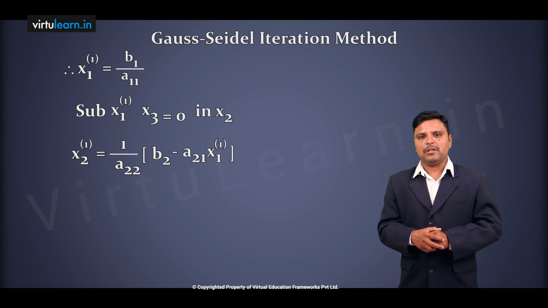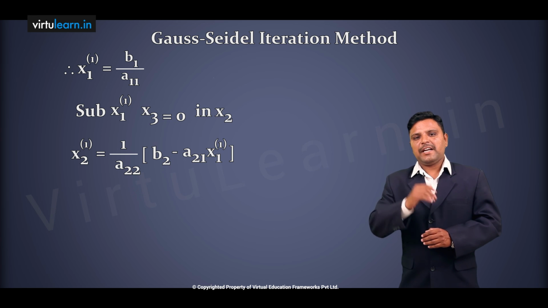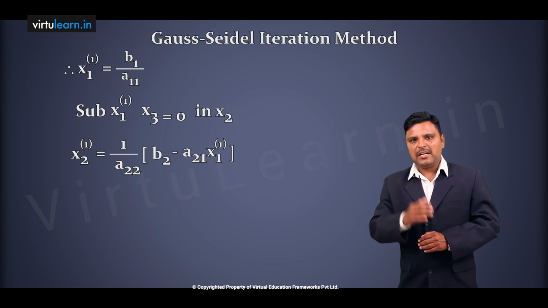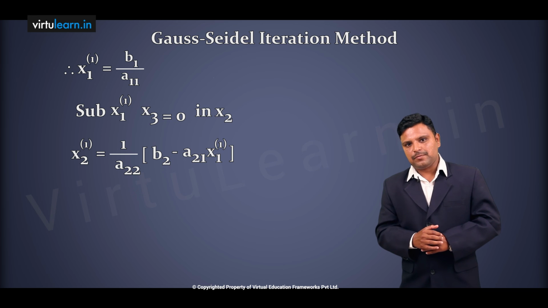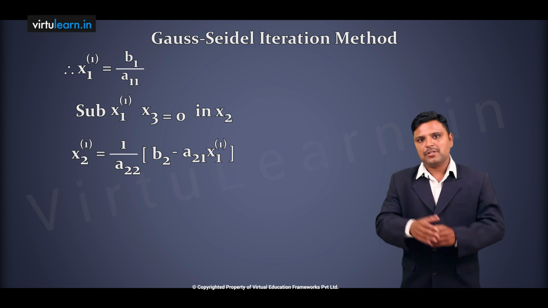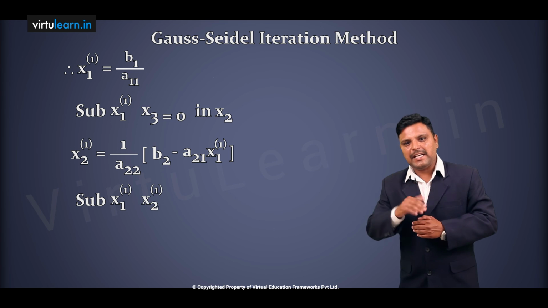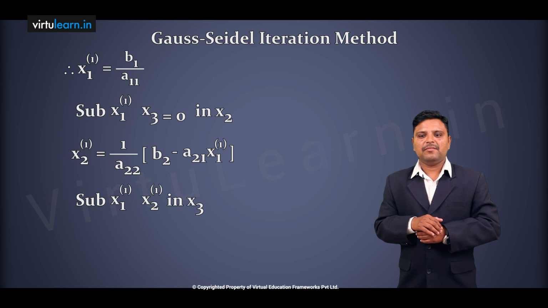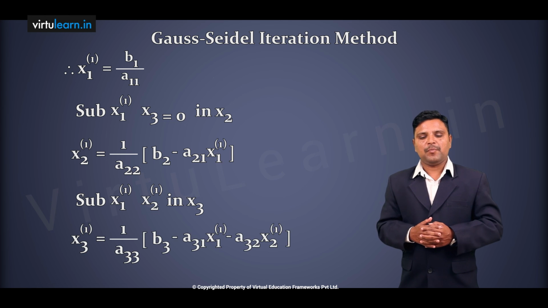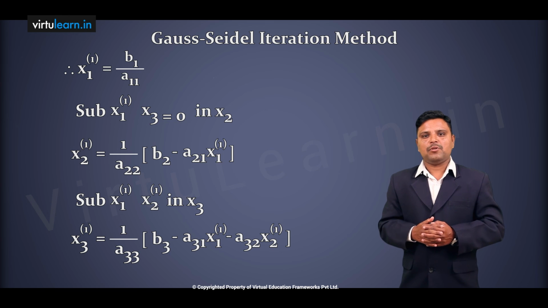Like that you substitute all those values. So we get the first approximation of x1 and the first approximation of x2. Then using these two values, you substitute the first approximation of x1 and the first approximation of x2 in x3. Then we will get the first approximation of x3. Like this, continue the above process until the last two approximations are the same.